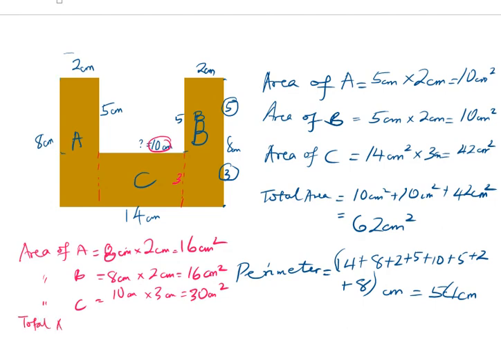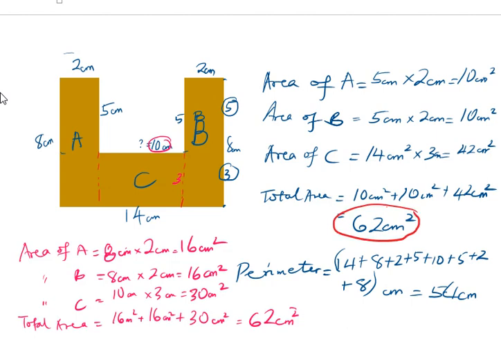Total area will be the summation of the 3 areas, and that will give you 16 cm squared plus 16 cm squared plus 30 cm squared, and that will give you 62 cm squared. So you can see it's the same thing with what we've done before, where we found the area as 62 cm squared. We divided it differently, and we also got 62 cm squared.